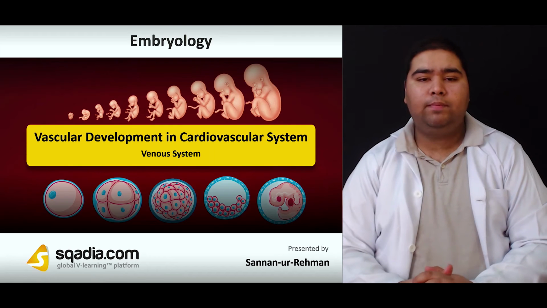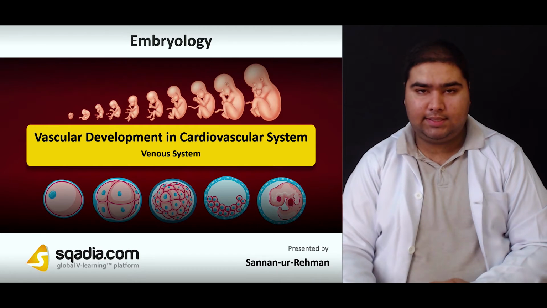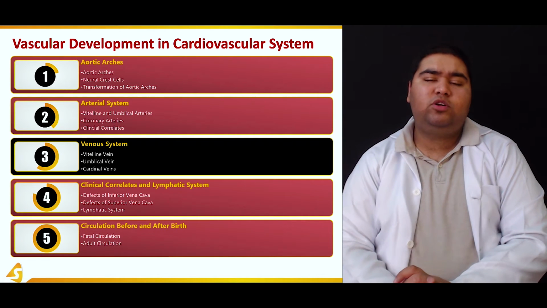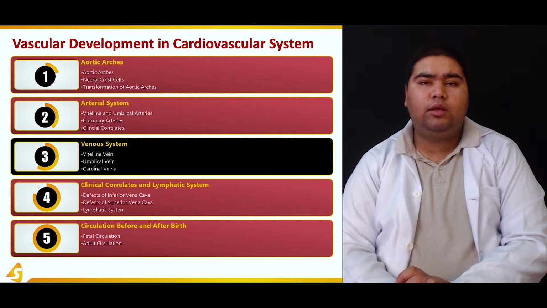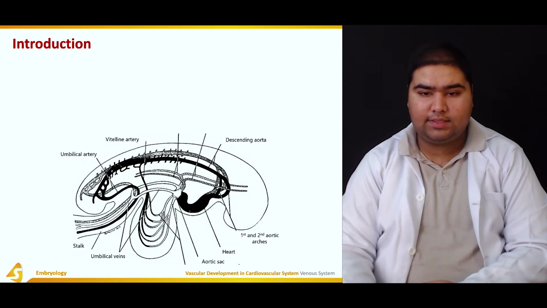Hello everyone, welcome back. We are talking about the vascular development in the cardiovascular system, and now the topic is the venous system. The venous system corresponds to the arterial system. We'll be talking about the vitelline vein, the umbilical vein, and the cardinal veins.